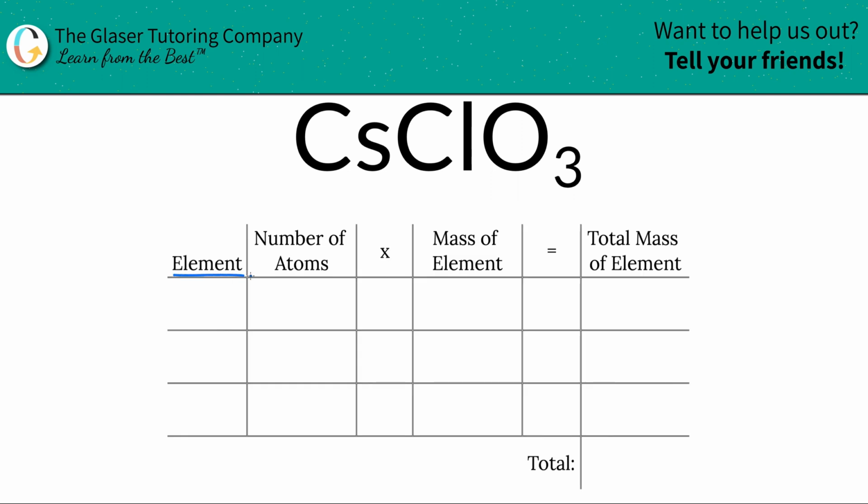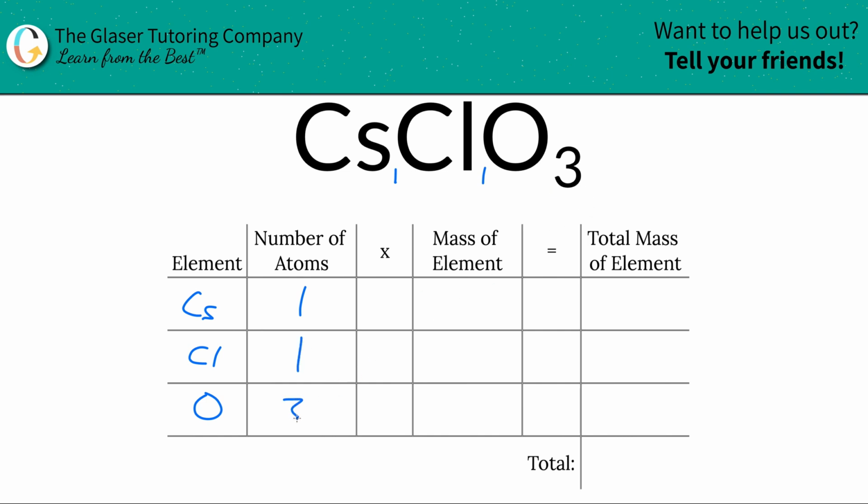The first thing I'm going to do is write down the elements in the compound. We have cesium, Cs, chlorine, Cl, and oxygen, O. Next is to take into account the number of atoms. That's where the subscripts come into play. If there's not a subscript, that means there is a 1. So there's 1 atom of cesium, 1 atom of chlorine, and 3 oxygens.